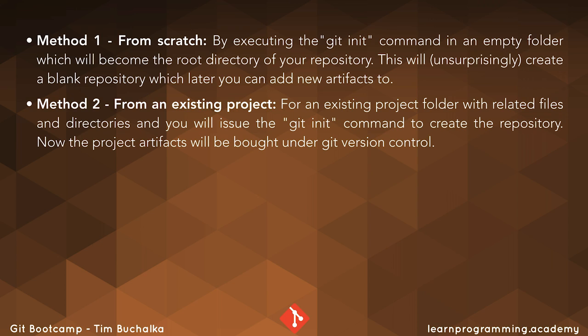Method 2 is creating a repository from an existing project. Now, for an existing project folder with related files and directories, we use the git init command to create the repository. So in this scenario, the project artifacts will be brought under Git version control.